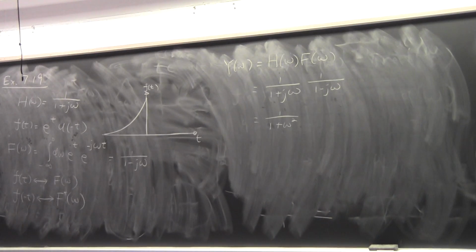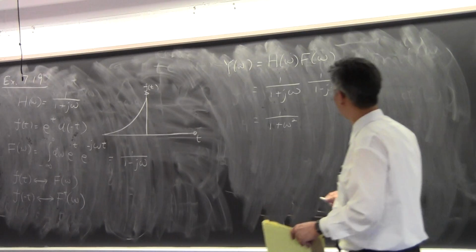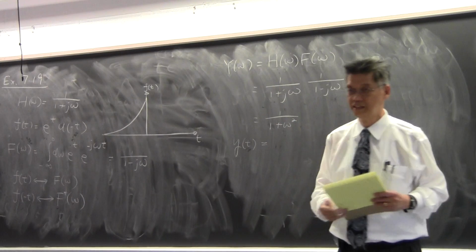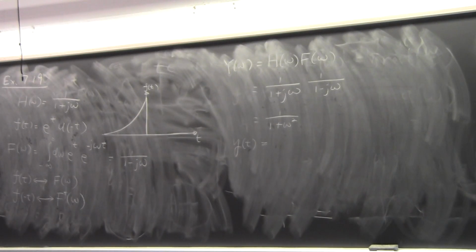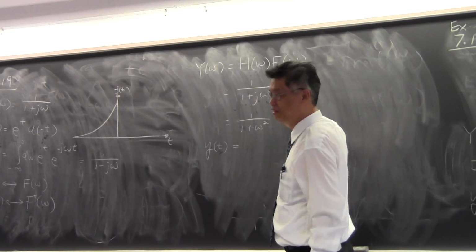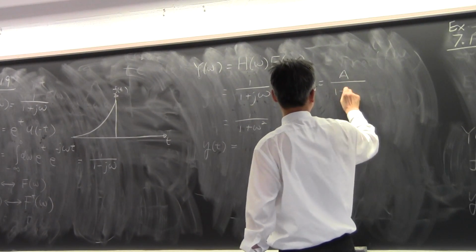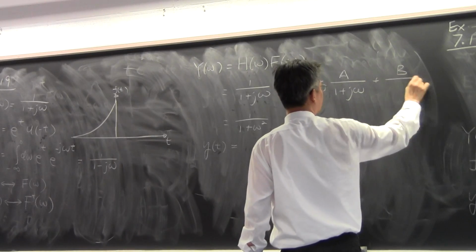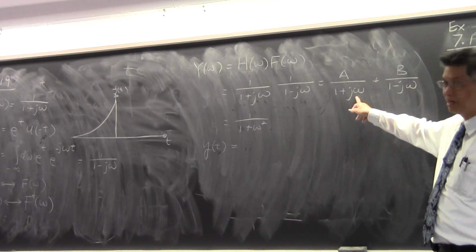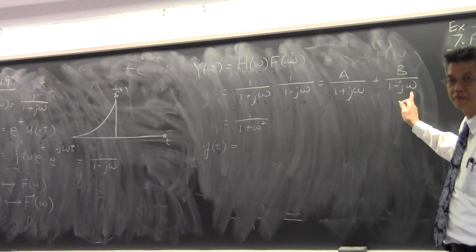But how do you inverse Fourier transform this thing? How would I find y of t? This is a rather nasty thing to do. You can do a table lookup, but what happens if it's not in your table? You give up? Don't give up. Good engineers do partial fractions. You learned about partial fractions in high school. You write this in terms of partial fractions, and you know how to inverse Fourier transform each of these terms.